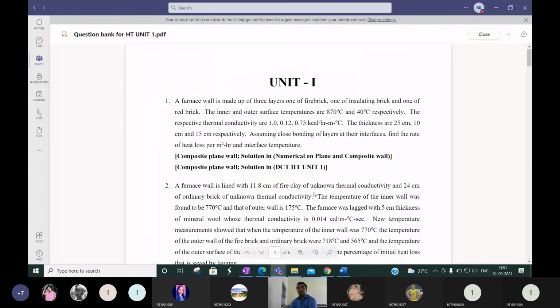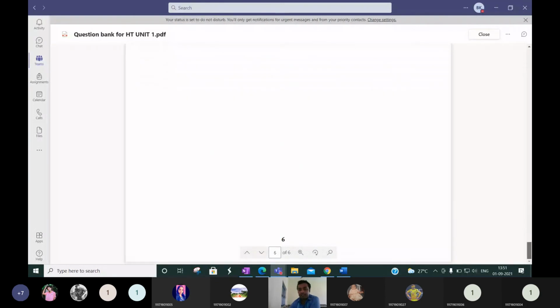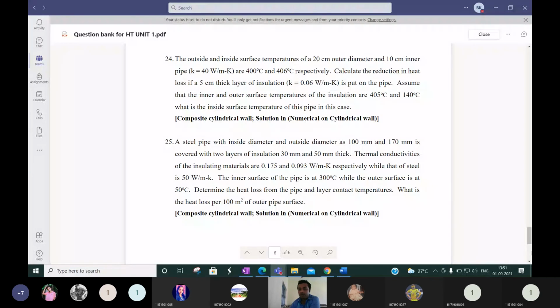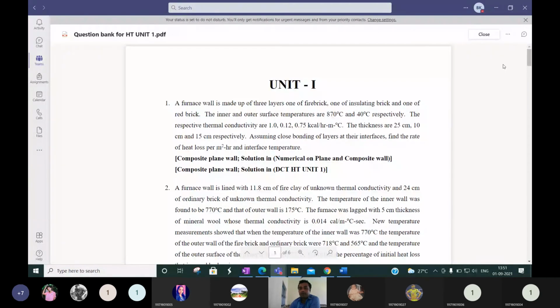Okay, you see the question bank of unit 1. Around 25 questions are there. You read the question and try to solve it. This is for your practice. This type of problem may come in the examination, because I can't guarantee which problem will come in the examination. So for your convenience, I mentioned what problem it is.